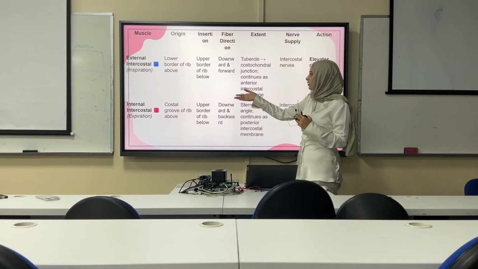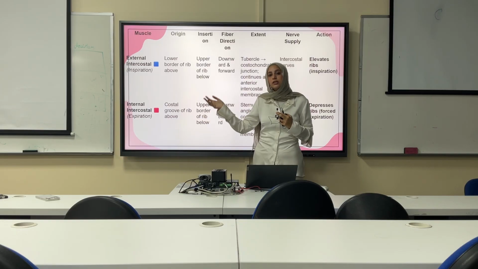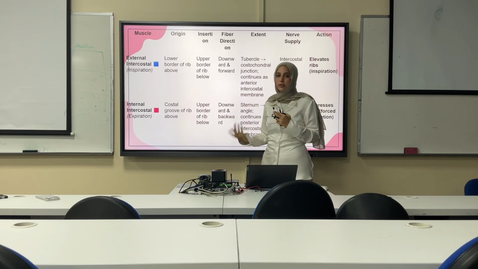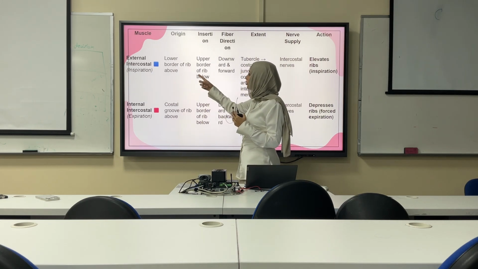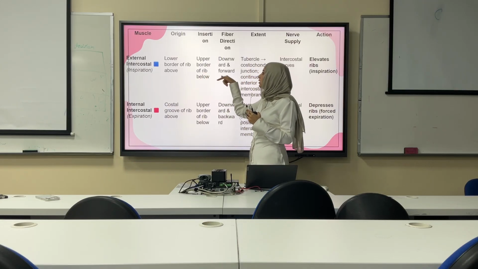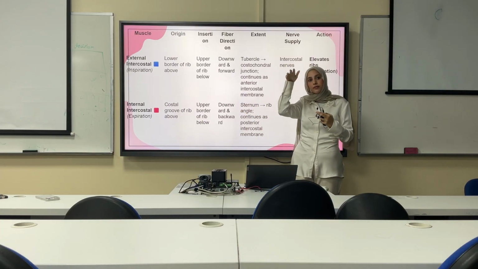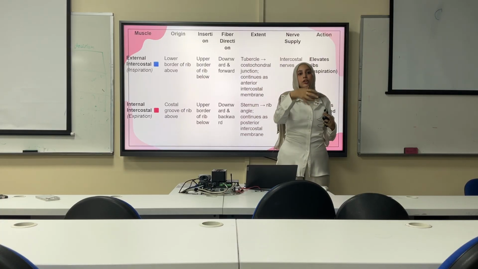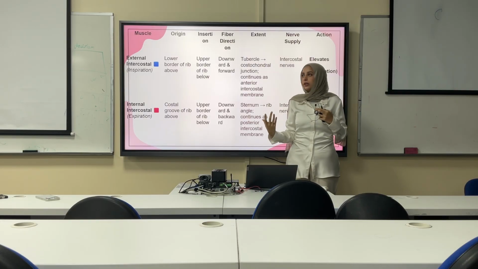So we have the external intercostal. Now this is for inspiration. You're going to notice this is among the ones that they focus on in the lecture. This is the only one for inspiration. You can make sense of it because the origin is the lower border of the rib above, and then it inserts on the upper border of the rib below. So it goes from above downwards, and you can see downwards and forward. So when it contracts, it opens up the rib cage. That's why it allows you to breathe.